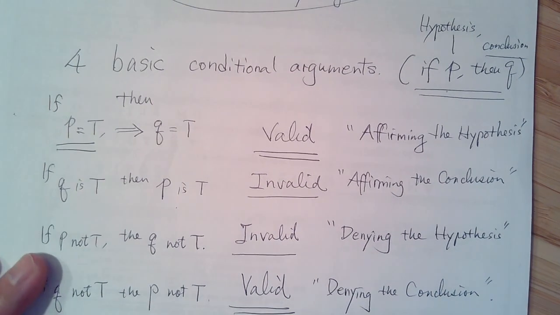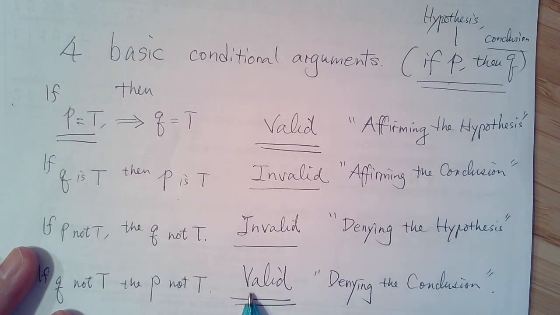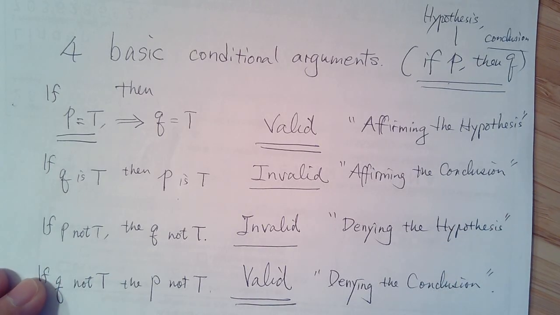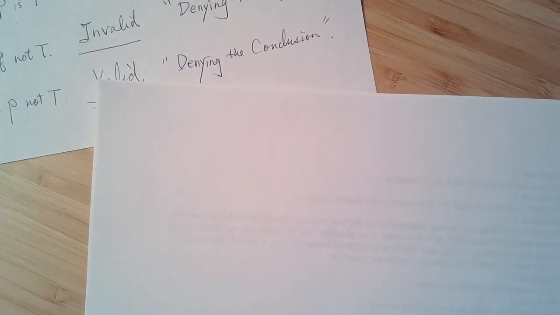Okay, let me say that. If you are affirming the hypothesis or denying the conclusion, you get a valid deductive argument. If you're affirming the conclusion or denying the hypothesis, you get an invalid deductive argument. Okay, you should be able to make a table by yourself, but I can give you a lot of examples, and then I keep using this. Okay, so let me give you the example here.